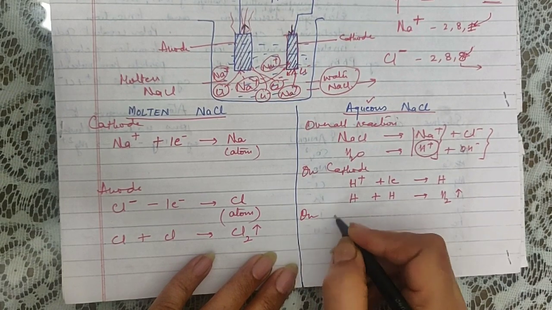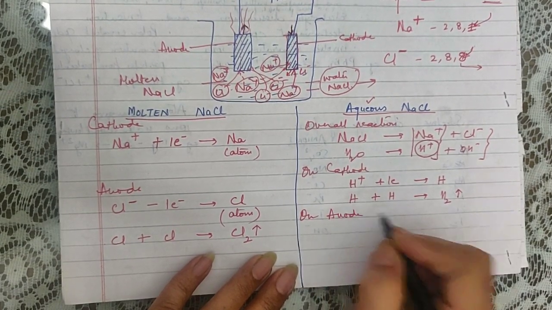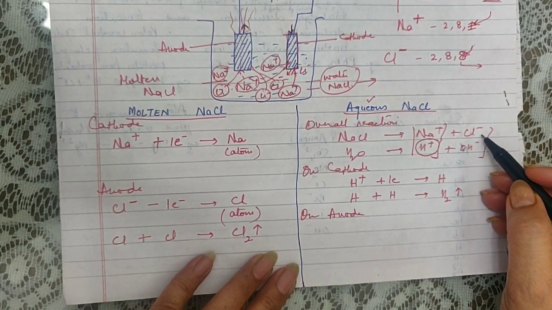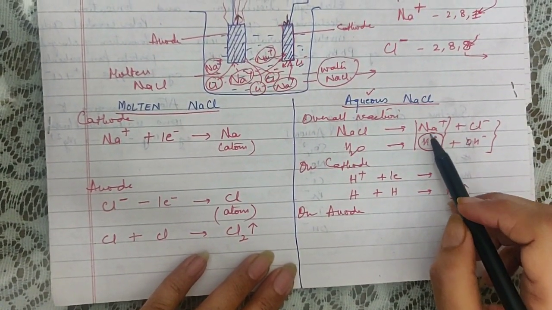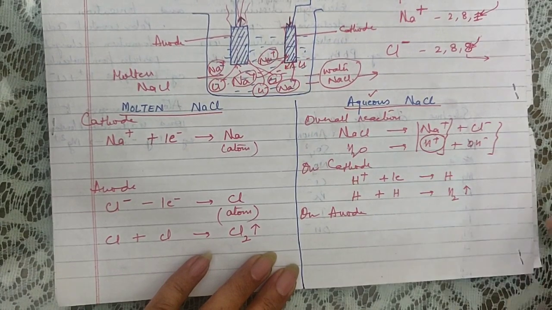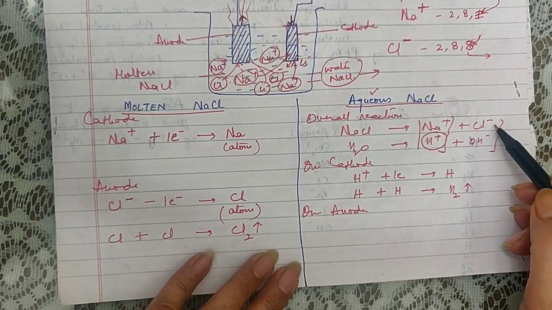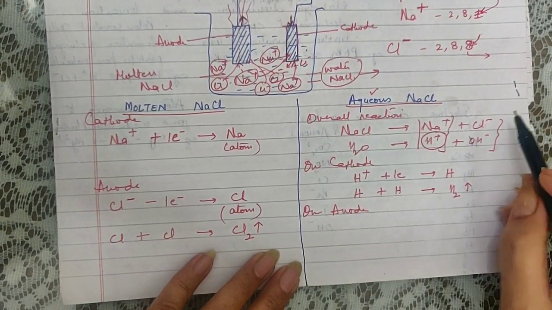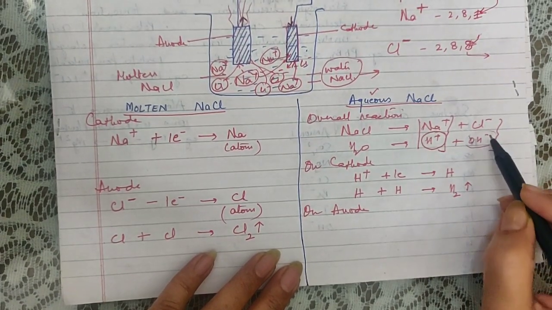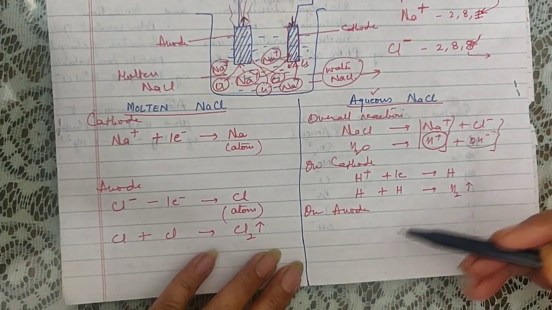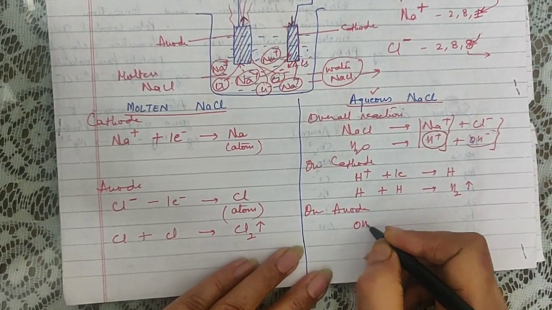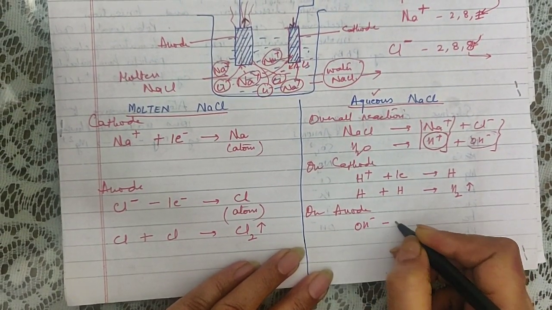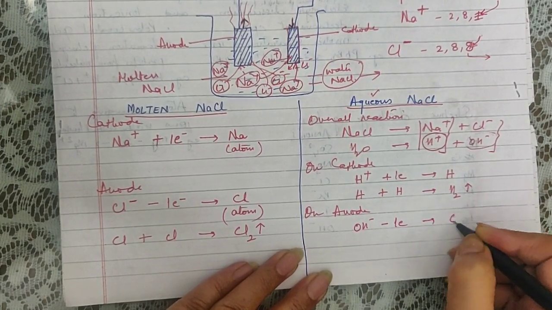Similarly, on anode also, there is a selection between chloride ion and hydroxy ion. Just as we have an electrochemical series of positive radicals, similarly we also have an electrochemical series of negative radicals, in which hydroxy happens to be lower and chloride happens to be upper in the electrochemical series. So out of the 2, hydroxy ion will lose one electron and it will form OH.